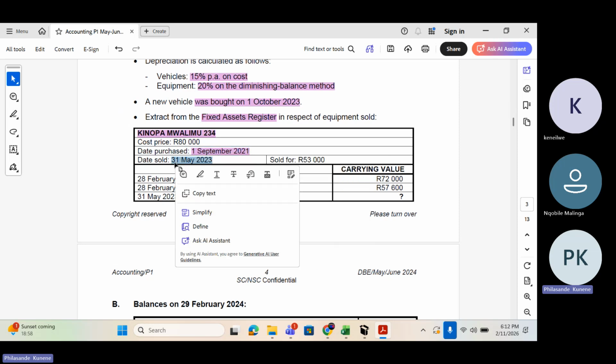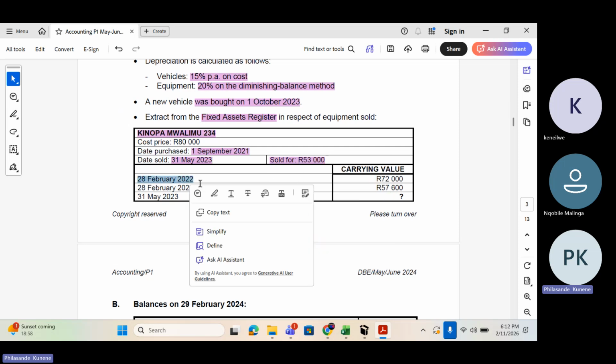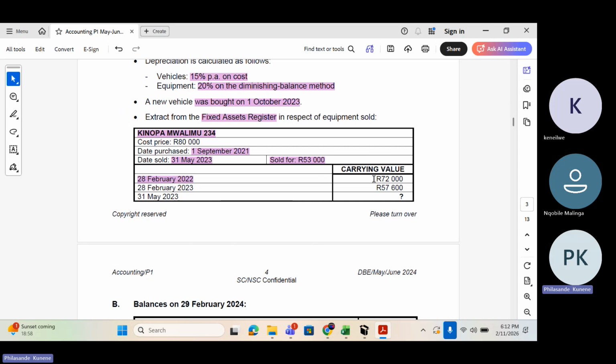When did we sell it? We sold it on 31 May 2023. We sold it for 53,000 rand, and then they gave us what? 20 February 2022. This is the carrying value at the end of its first year.